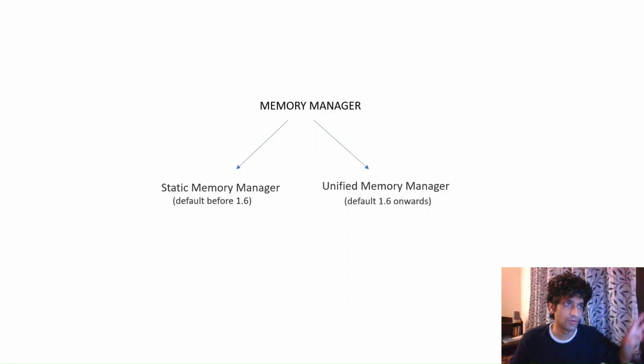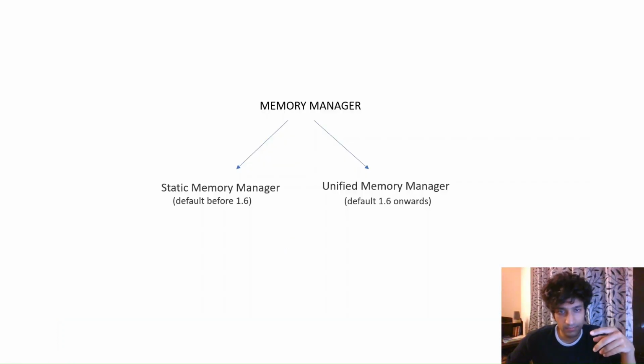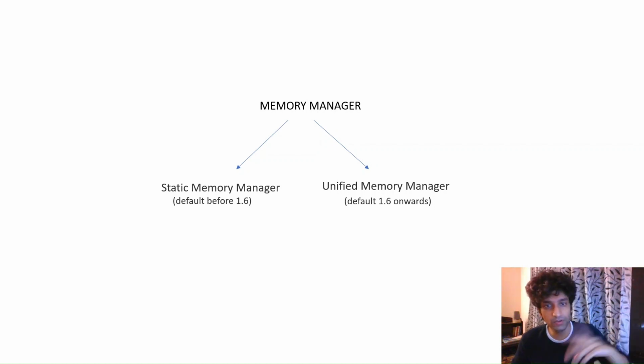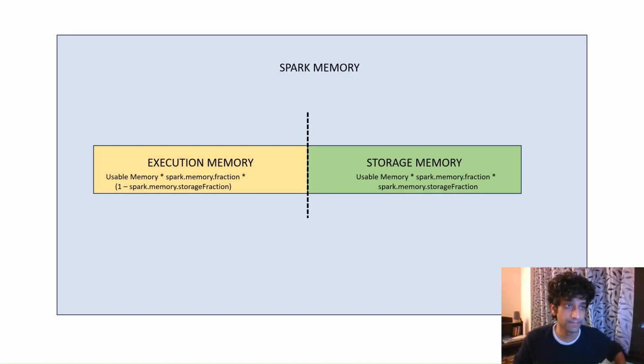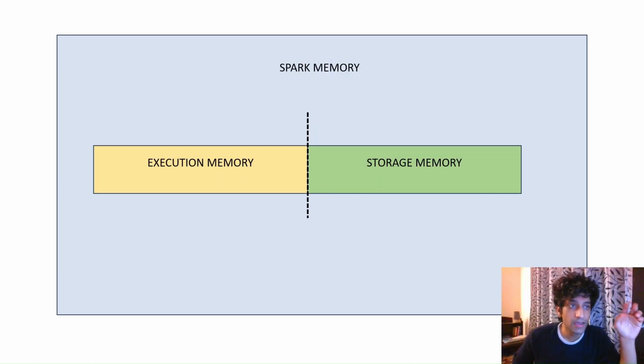Now, there are two memory managers which are used in Spark. Let's just come here and we'll come back to what those formulas were. So there are two memory managers in Spark. First one is static memory manager, and the second one is unified memory manager. The difference between static and unified is, in static memory manager, the execution memory and the storage memory are constant or static.